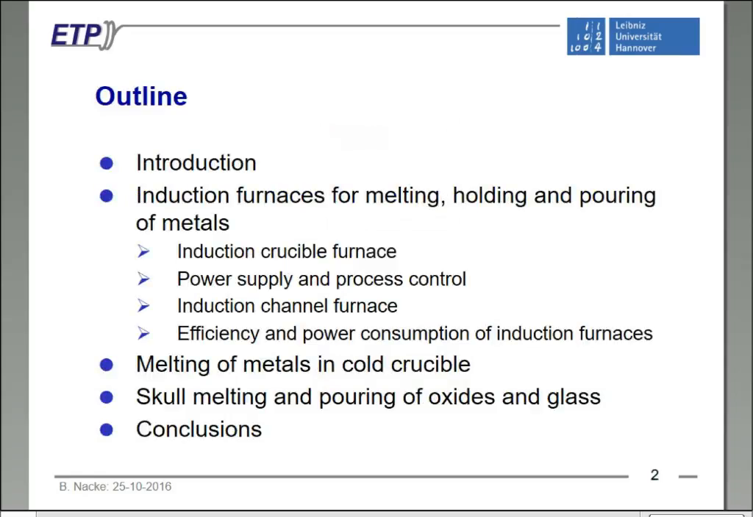After a short introduction, we will talk more or less about conventional furnaces for melting, holding, and pouring of metals. That is the well-known induction crucible furnace. We will talk about the power supply and process control, then about the second type, the induction channel furnace, and something about efficiency and power consumption of induction furnaces. Then we will go to, let's say, more modern installations like the cold crucible technology, melting of metals in cold crucible, and the similar technology, skull melting and pouring for oxides and glasses. And then we come to some conclusions.